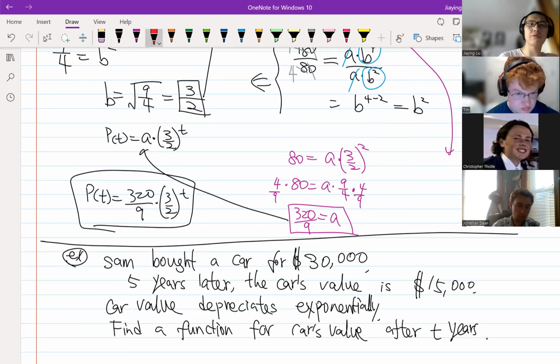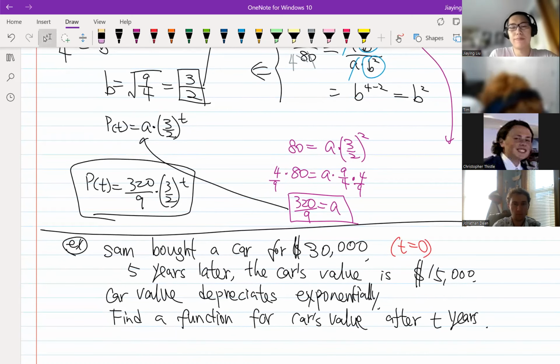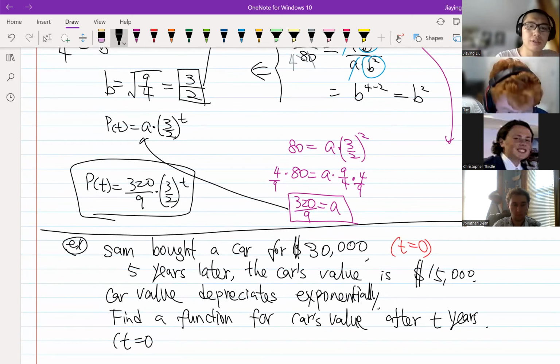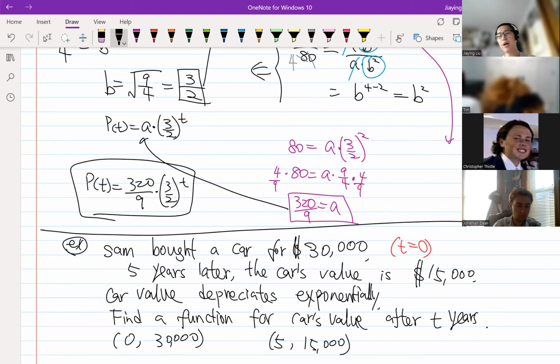At time t equals 0, the value is the purchase cost, $30,000. And 5 years later, the car value is 15,000. So we can write down 2 points like we did before: t equals 0, the value is 30,000, and t equals 5, the value is 15,000. Here we don't have a compounded interest or depreciation rate, just these 2 points, so we can always use the general formula.